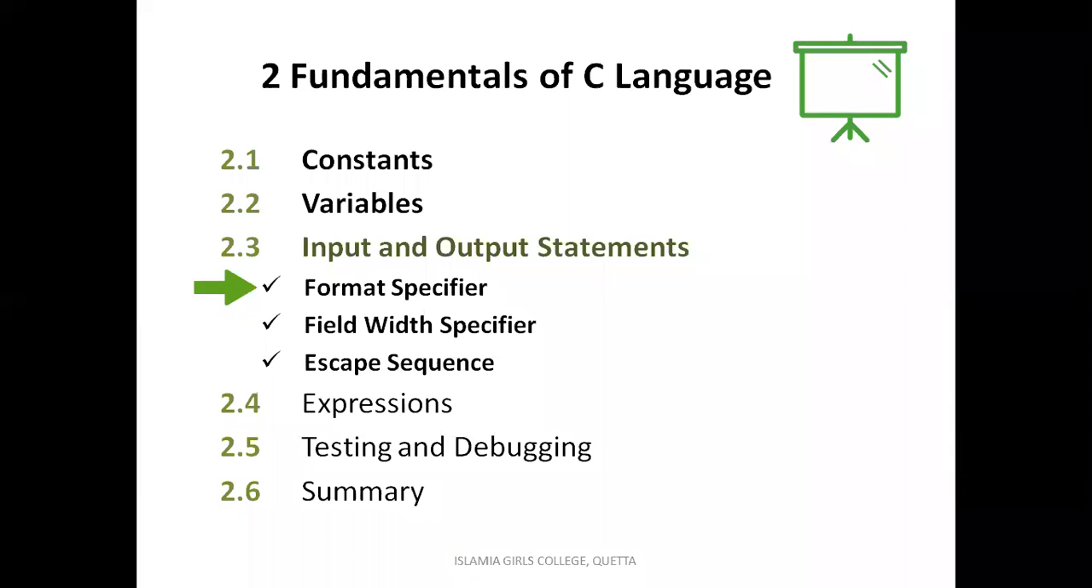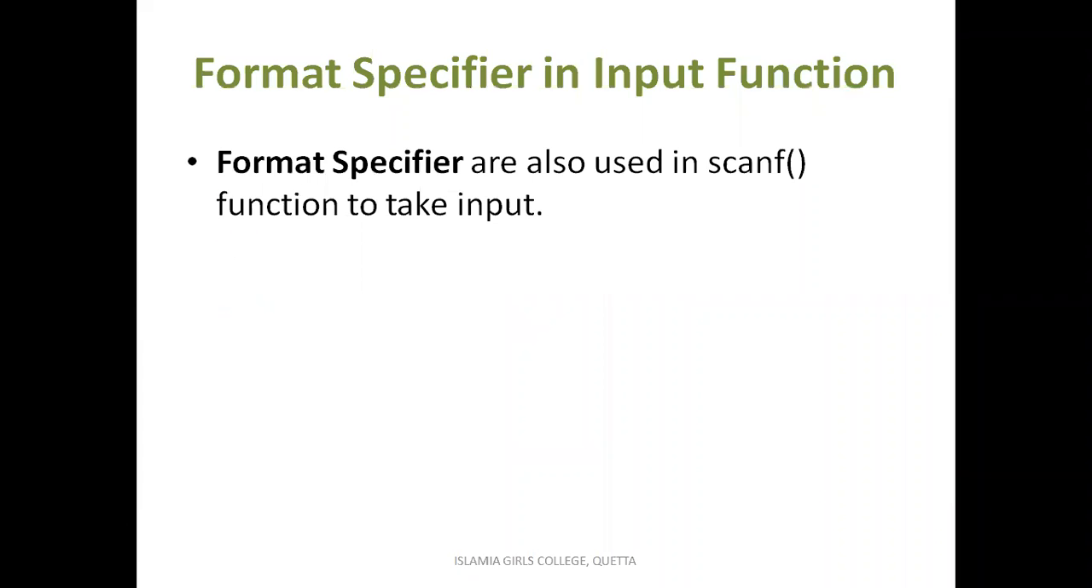In this video we will continue the same topic which we have studied in the previous lecture 15 part A. We will continue the topic of format specifier. In our previous video we have seen how the format specifiers are used in the output function, that is the printf function, to display the value of variable on the screen. In this video we will see how the format specifier is used in input function for taking the value of variable as input from the user. And we will see this with the help of some examples.